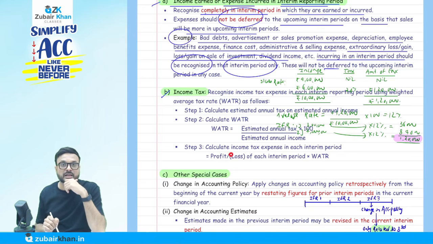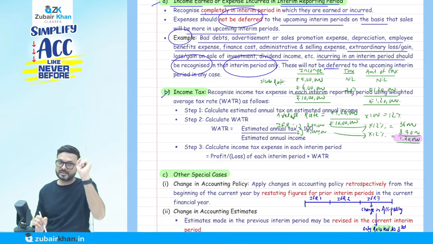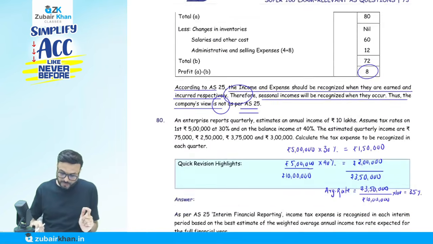Third step: calculate income tax expense in each interim period. Simple. Take the profit or loss in that quarter and multiply by the weighted average tax rate. Okay, let's take a question on it. Now come to question number 80.